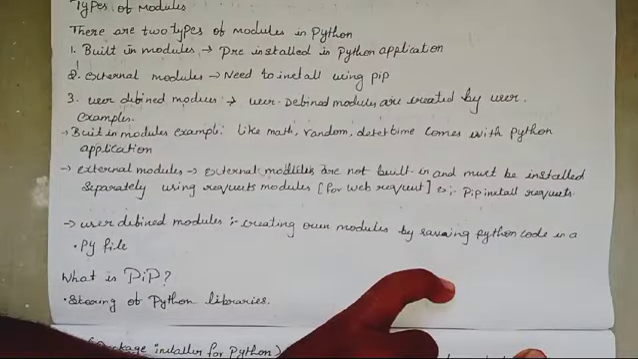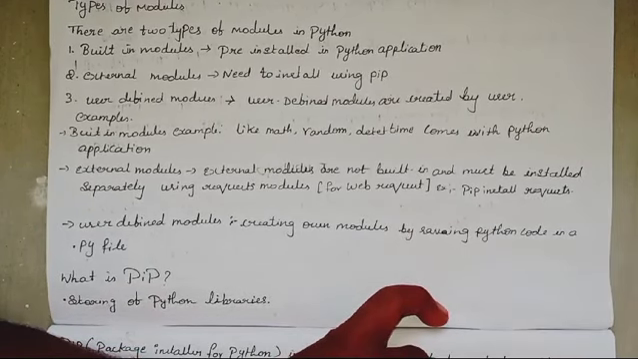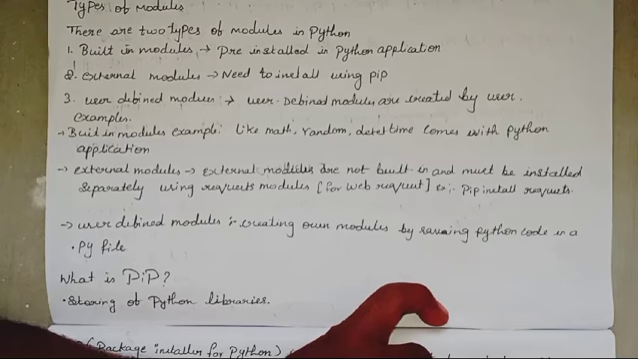There are three types of modules in Python: built-in modules, external modules, and user-defined modules. Built-in modules are pre-installed with the Python application. External modules need to be installed using pip. User-defined modules are created by the user. Examples of built-in modules are math, random, and datetime, which come with the Python application. That is built-in modules, which come from the Python application.